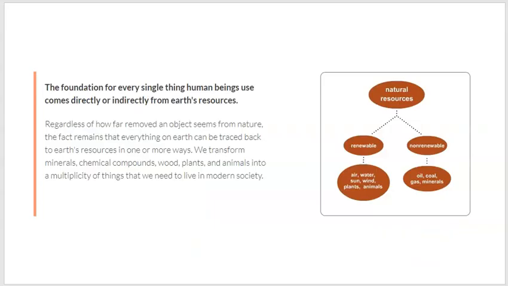The foundation for every single thing human beings use comes directly or indirectly from Earth's resources. Regardless of how far removed an object seems from nature, the fact remains that everything on Earth can be traced back to Earth's resources in one or more ways. We transform minerals, chemical compounds, wood, plants, and animals into a multiplicity of things that we need to live in modern society.